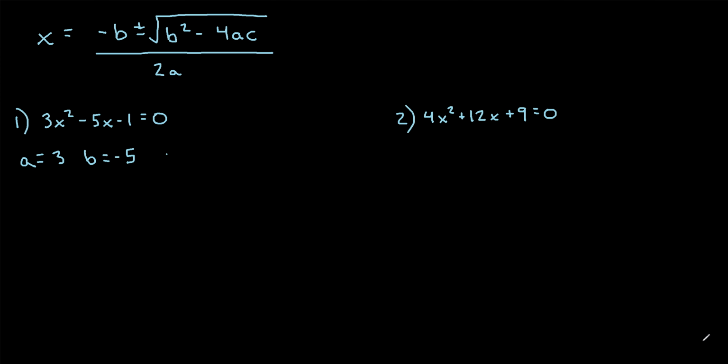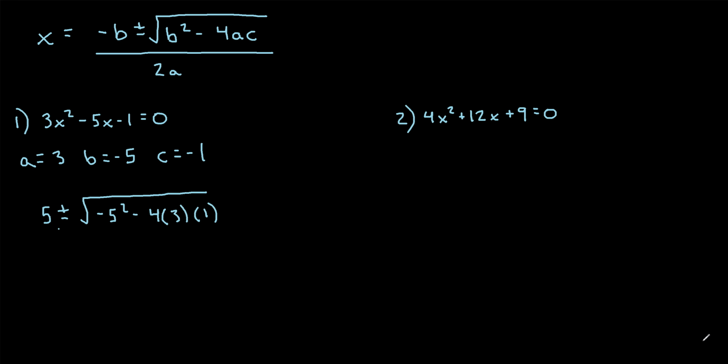So all we have to do is just plug in these values for a, b, and c into this quadratic formula to solve for x. So let's do that. Negative b, so a negative negative 5, that's a positive 5, plus or minus the square root of b squared. So negative 5 squared minus 4 times a is 3, times c is 1, all over 2 times a. So a is 3, so 2 times 3.